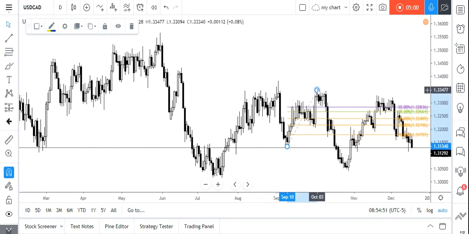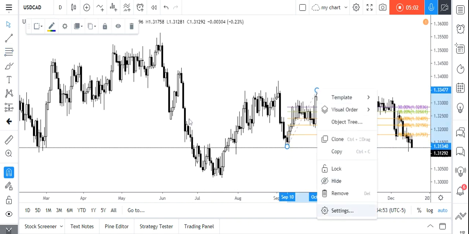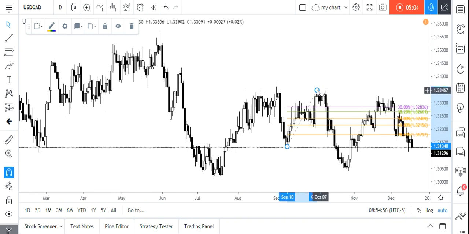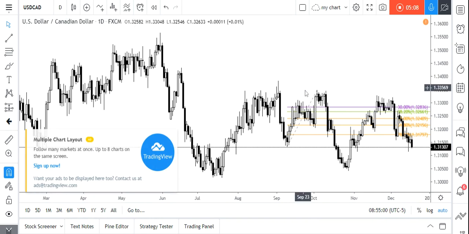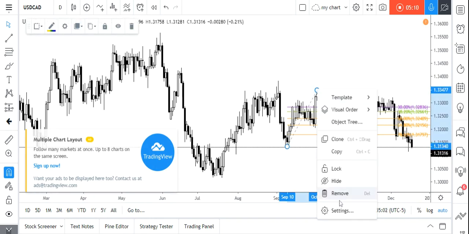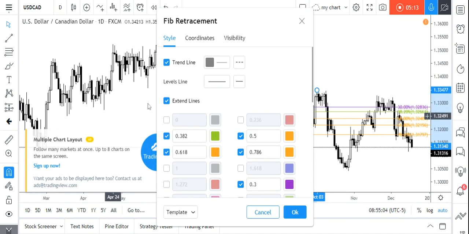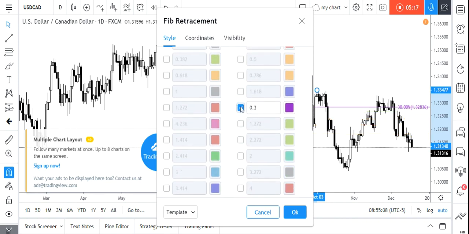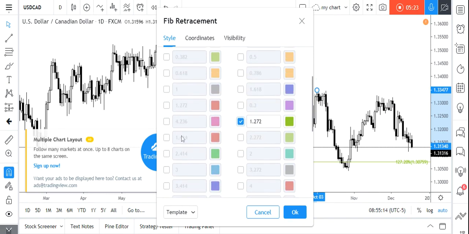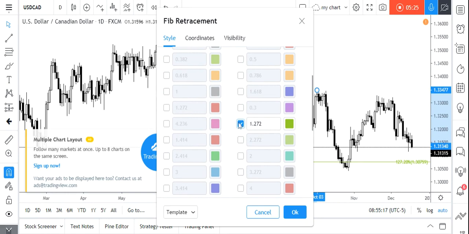For example, if we plot this tool here and go to settings, I'll just show you those two levels, 127.2 and 161.8. Where is 161.8? Okay, let me make this 161.8.